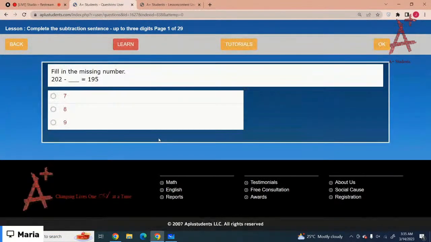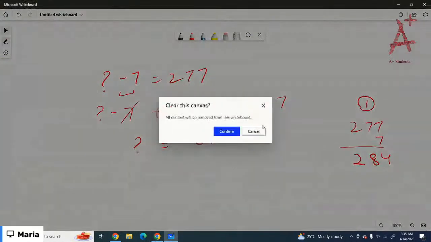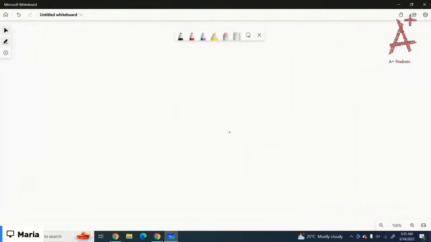Okay. The first one is 202 minus missing number equals 195. Now you can have a look. The smaller number is missing. Got it? Because we always subtract a smaller number out of the greater one. So the greater one is 202. That means the missing one is the smaller one. So just subtract this number on both sides.